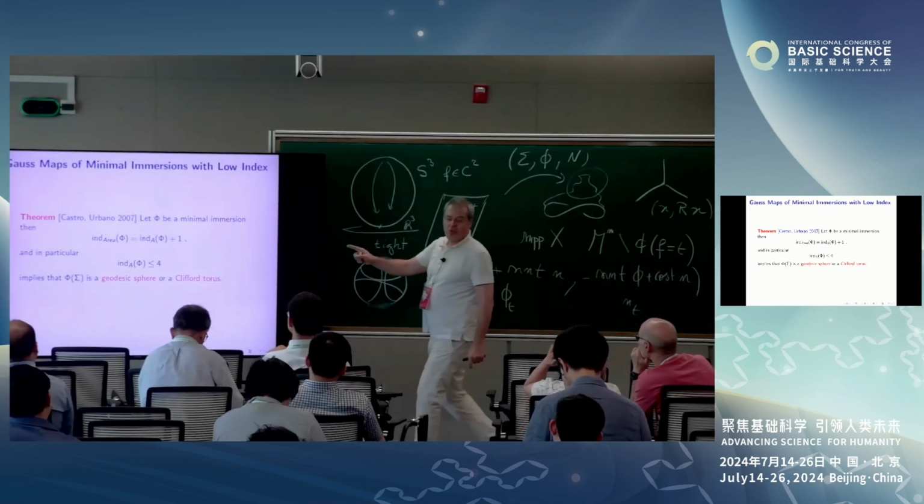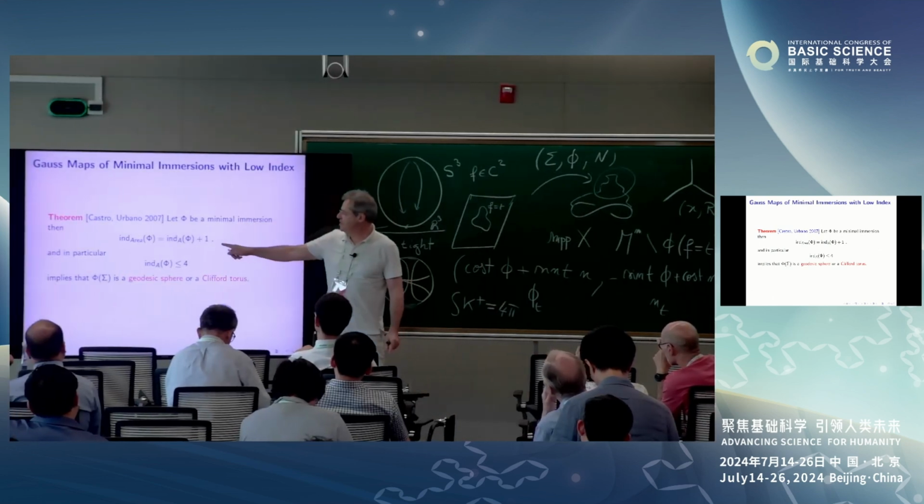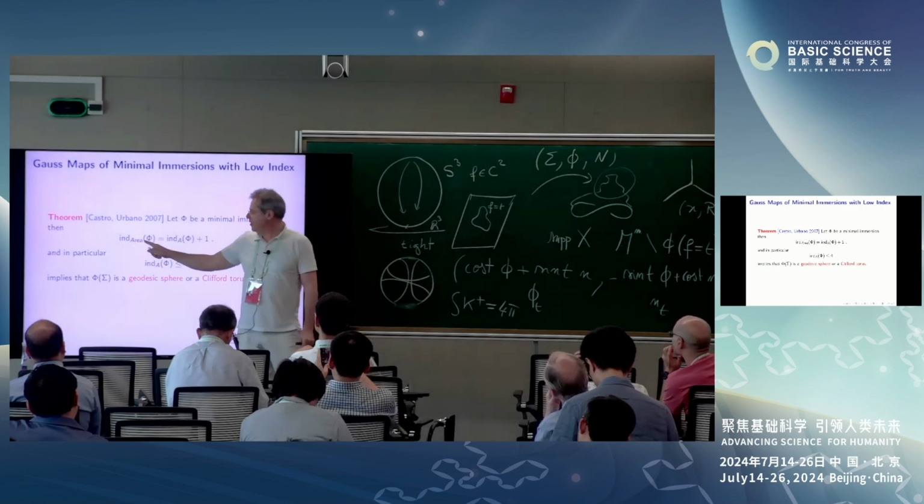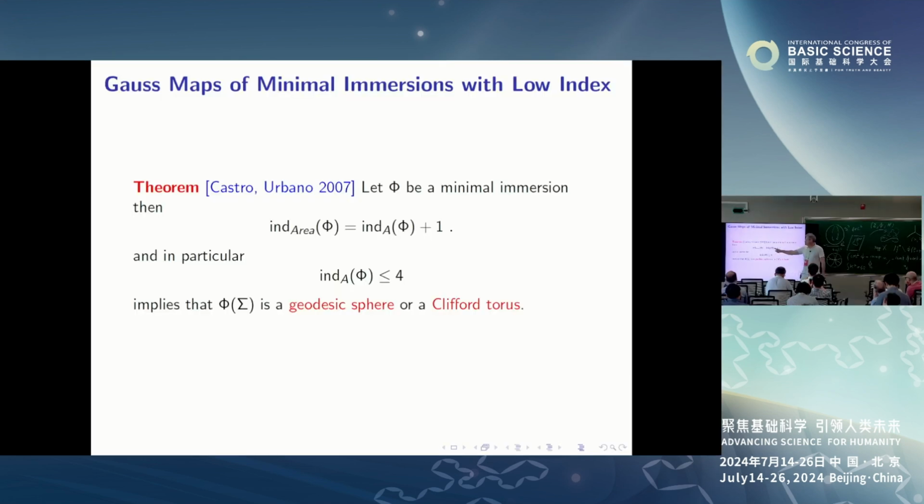Just one thing is that, where was the fifth direction? The fifth direction is there. There is a result by Castro and Urbano, which is telling you that the index of the area is exactly the index of the area of the Gauss map, plus 1. This is where your fifth direction is. And in particular, if you have an index 4, this is a Clifford torus, otherwise index 1. So, no, index 0 for the Gauss map. So what I mean here is that you are going to have 4-dimensional min-max families.